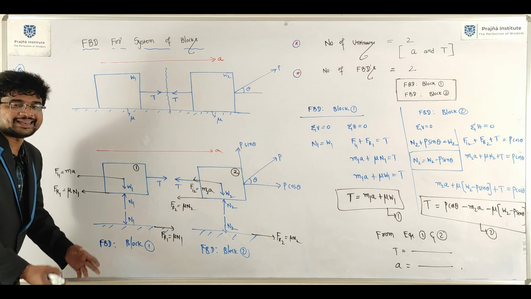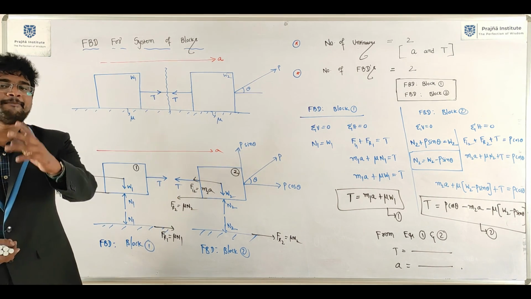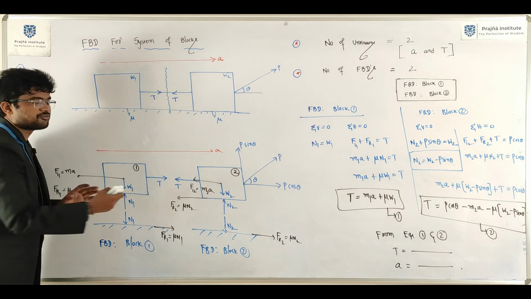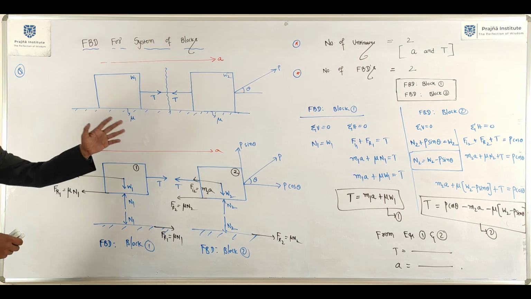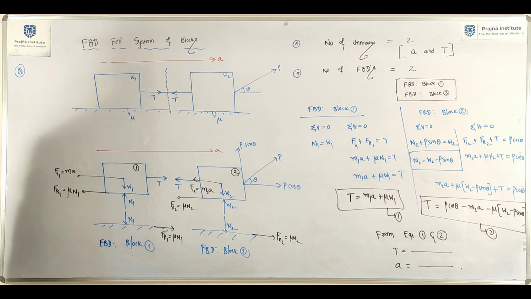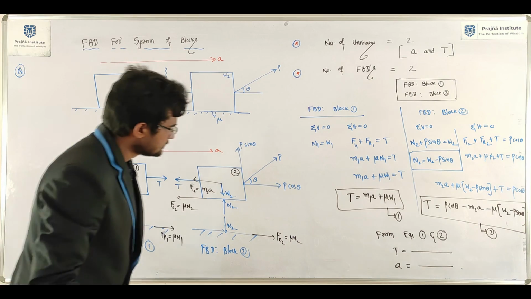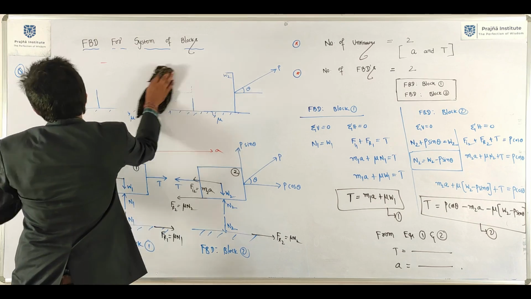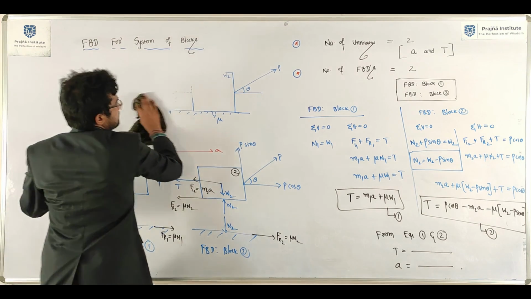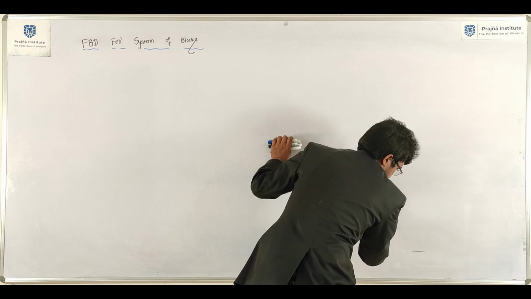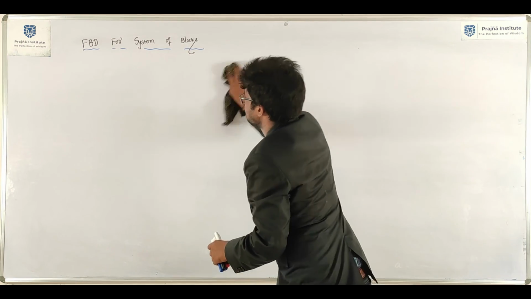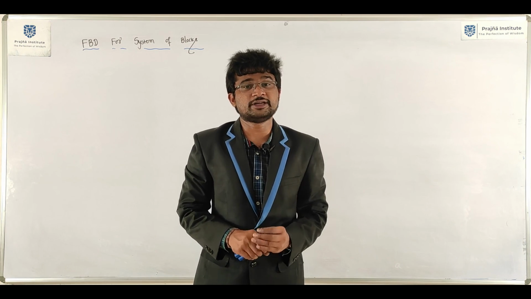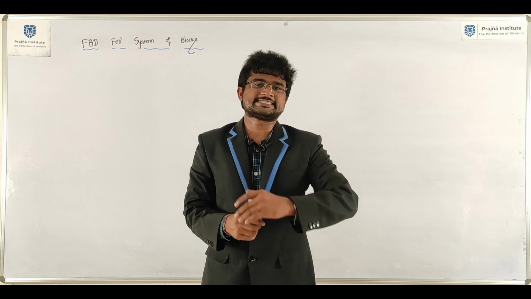So you can happily draw these two free body diagrams by using our table. We are having 5 statements to draw free body diagrams. Write down up to here. Yeah, this is all about the system of blocks. Now we need to discuss the system of pulleys.